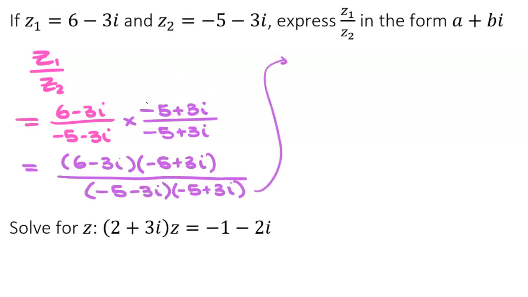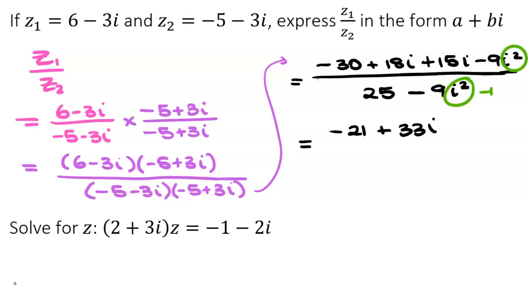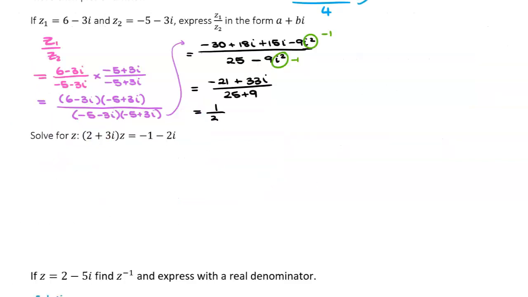Okay, so we're going to expand out that numerator. On the denominator, we're going to take advantage of the fact that we have a difference of perfect squares kind of situation. Okay, cleaning things up. Keep an eye out as always for those i squareds because they're equal to negative 1. So that would give us 1 on 34, negative 21 plus 33i.